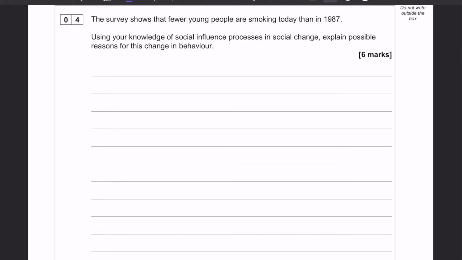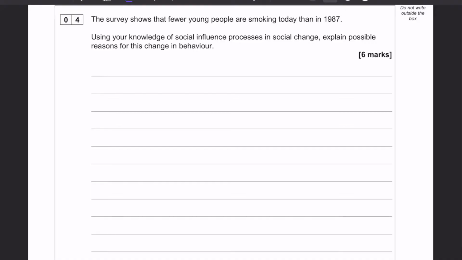So you've got 3 processes that you can choose from here. You've got minority influence, conformity, and obedience. And in my opinion, using minority influence would be the easiest way to go, simply because there's quite a lot to talk about. You don't have to do that. You can talk about conformity and obedience if you want, or minority and conformity, or any kind of combination.